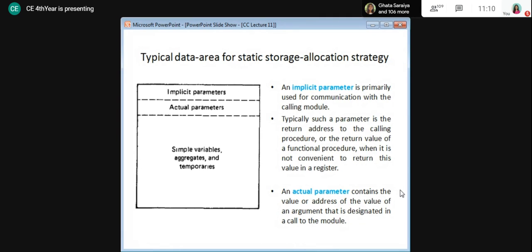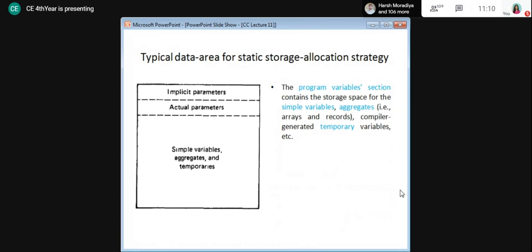So after implicit parameters in our static storage allocation, we store all the actual parameters, and then we have another section wherein all the other variables, by this we mean the local variables, the aggregates meaning the arrays and other records, and the temporaries which are generated by the compiler, the temporary variables, will all get stored in this particular section. Fine. So we have in total three things which we can store in a static storage allocation strategy.